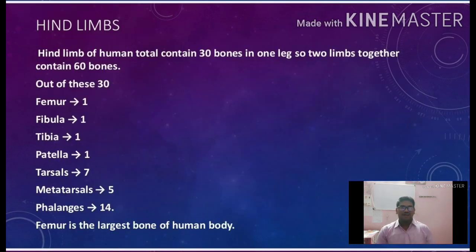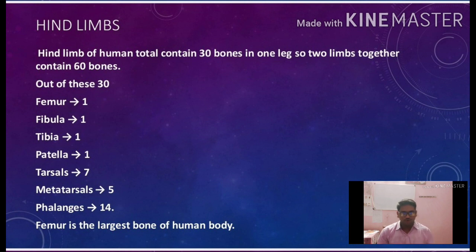Like forelimbs, now move to the hind limbs. Hind limbs are also important like forelimbs. There are 30 bones present in one hind limb. So as a whole, the hind limbs contain 60 bones. Out of these 60 bones, 30 are present in one limb and 30 are present in the other limb.